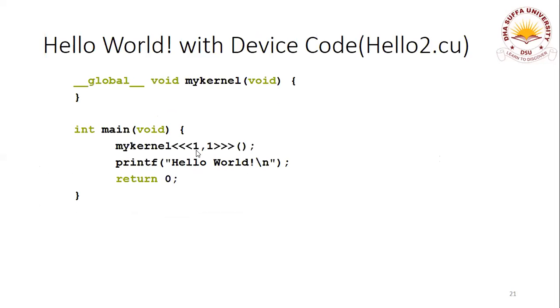Next, we are going to introduce a hello world with device code. Now you have introduced a kernel function. How can I say that this is a kernel function? Because of this __global__ specifier. This __global__ specifier tells me that this is a kernel function. A kernel function is called from the host and then executed on the GPU. So just stick to the basics.